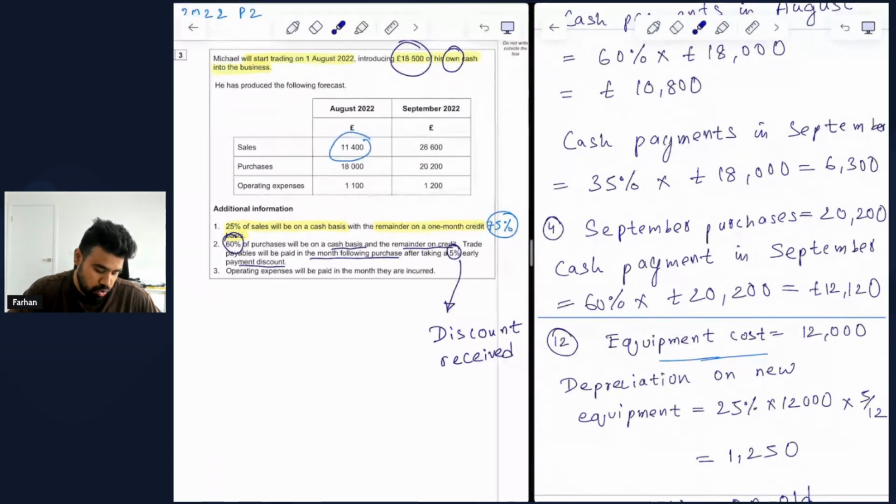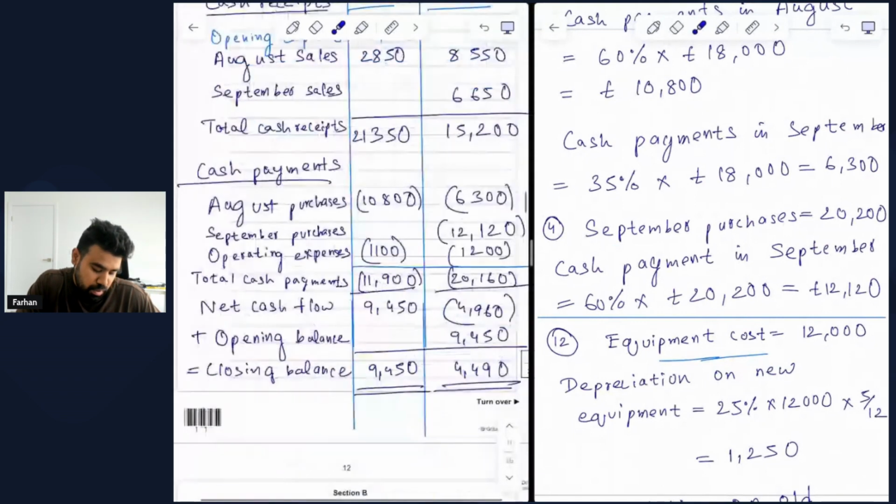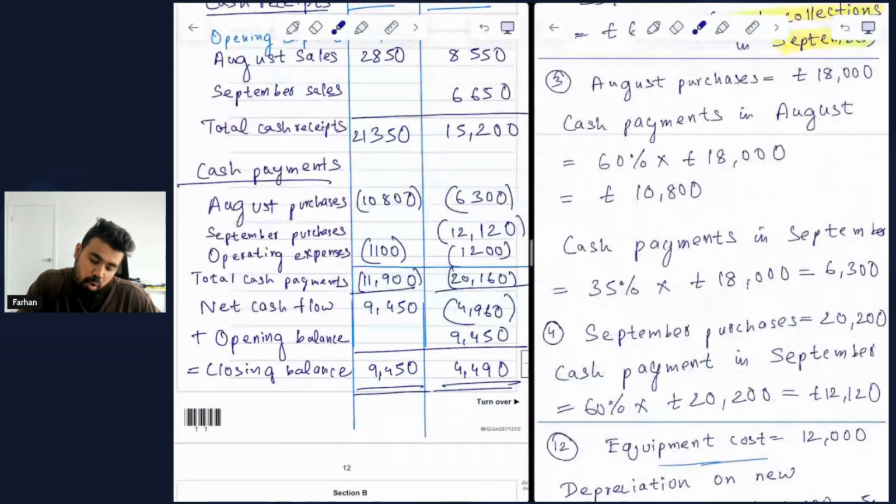Now, let's go to the cash budget section. So for the cash payments, for August purchases, what I understand is that for all the purchases in August, we're paying 60% in cash, which is £10,800. That is what we have included here. And the remainder, £6,300, which accounts for the 35% that we will be paying in September after getting a 5% discount. Based on the calculations here, £6,300 we have included here.